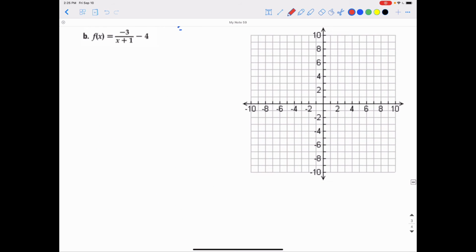So let's try another one. F of x equals negative 3 over x plus 1 minus 4, and the directions are the same. We're going to graph this and then identify the domain and range.